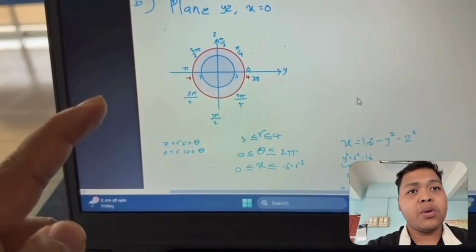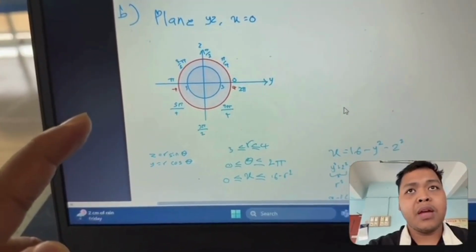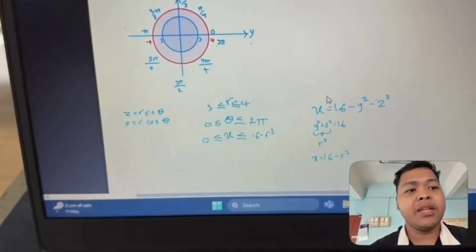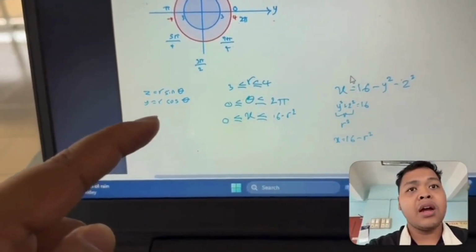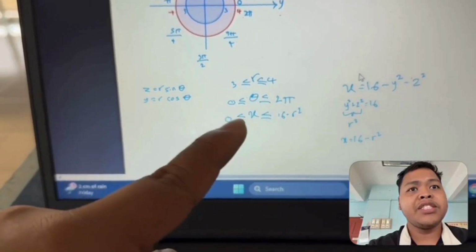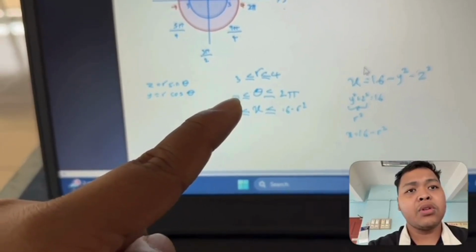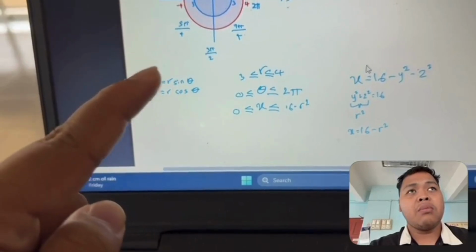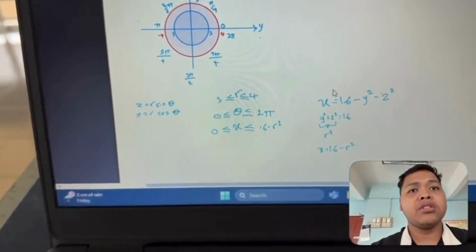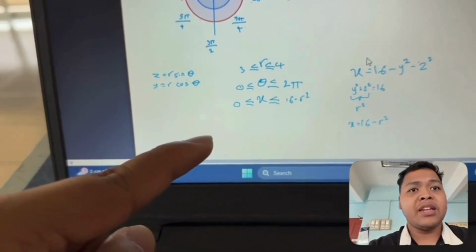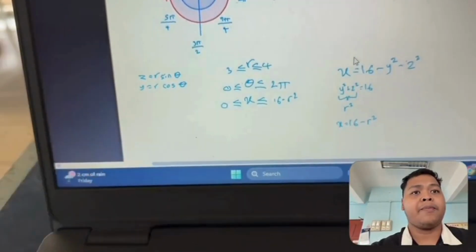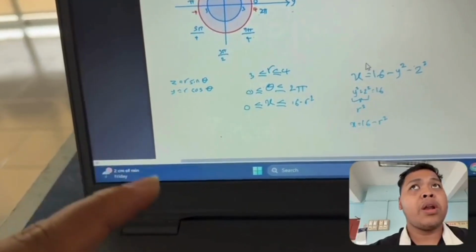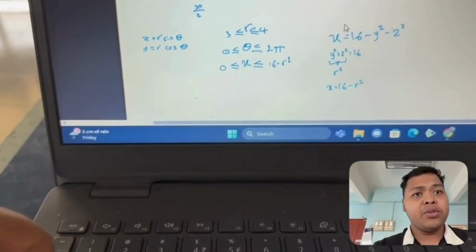First, I already calculated the radius for the parabola and circle, and in question B, I use the radius to determine the range, 3 less than or equal to r less than or equal to 4. For theta, because both the cylinder and paraboloid are circles, theta is 0 less than or equal to theta less than or equal to 2 pi, because a circle is 360 times pi divided by 180, which gives 2 pi.